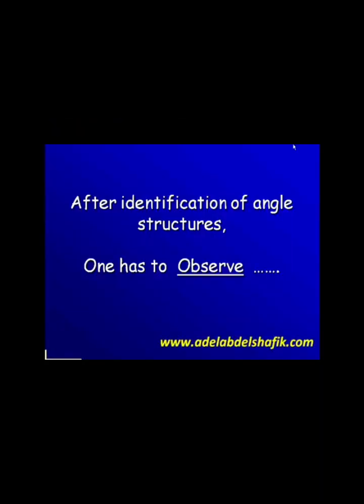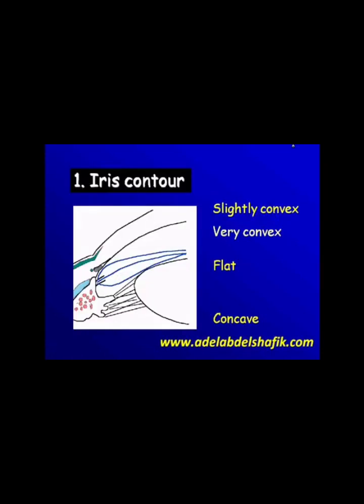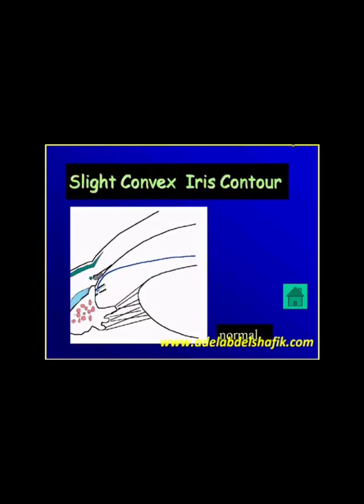After we identify the angle, we then need to look at certain points. First, we need to have an idea about the iris contour, the most peripheral part of the iris. It can be slightly convex, very convex, flat, or concave. Slightly convex iris is the normal. You get the most peripheral part of the iris slightly convex.